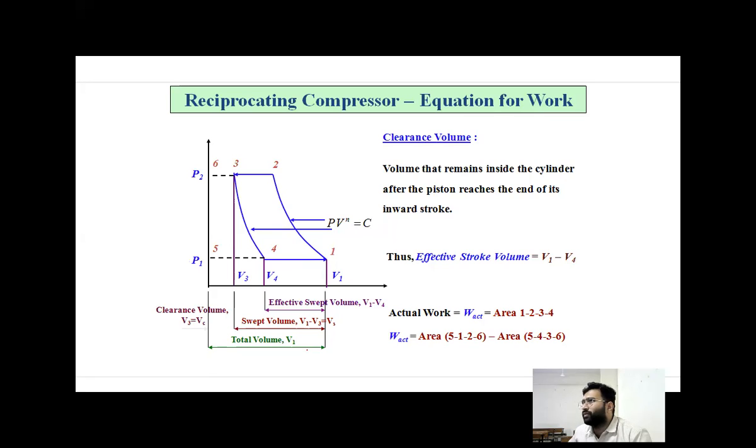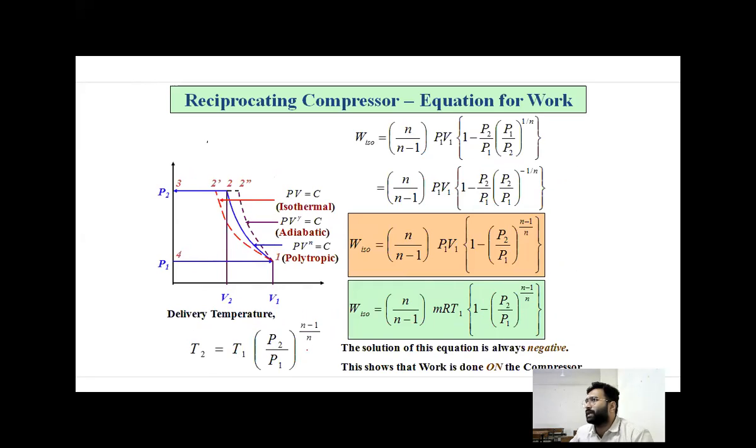Now next is clearance volume. It is the volume that remains inside the cylinder after the piston reaches the end of its inward stroke. There are many reasons to keep clearance volume. Majority or a major reason is for safety reasons: the piston's head should not come in direct contact with the cylinder head. For that purpose, we are keeping clearance volume. Now here the question is, what is the effect of clearance volume.